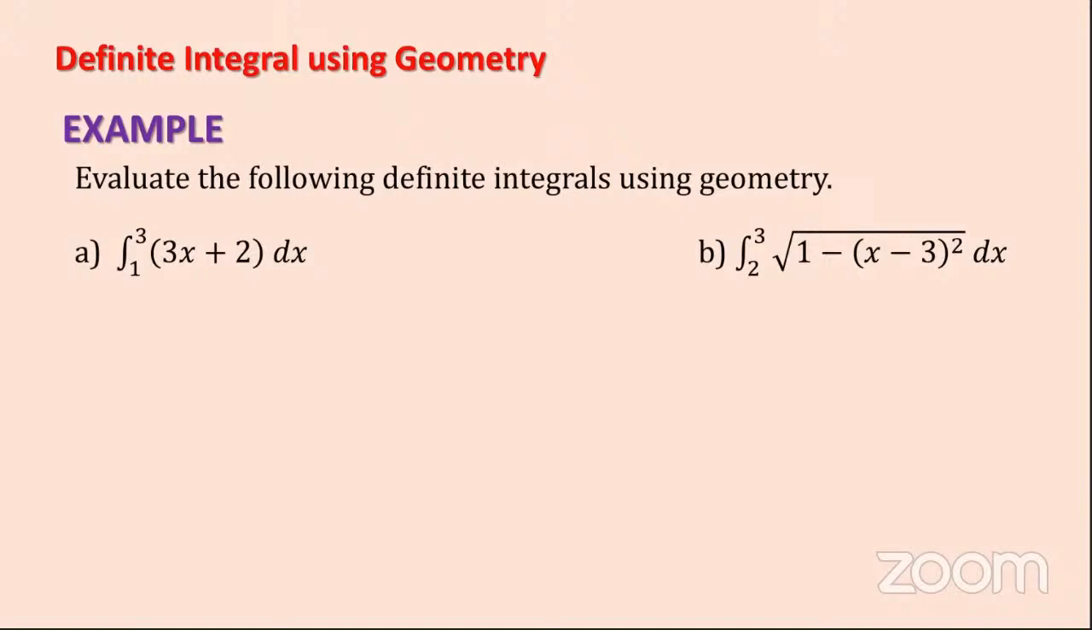We just get into some easy formulas here. Evaluate the following definite integral using geometry. So first one, you can see we have to integrate from 1 through 3, 3x plus 2 with respect to x. What we have to do is graph this integrand function, 3x plus 2. If you want, you can use your calculator to help you with that graphing. So please use your calculator and then try to sketch the graph.